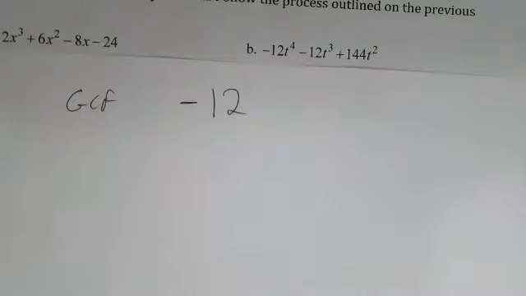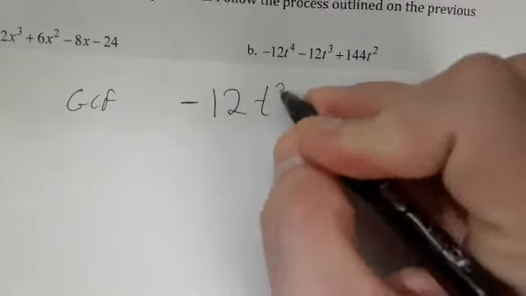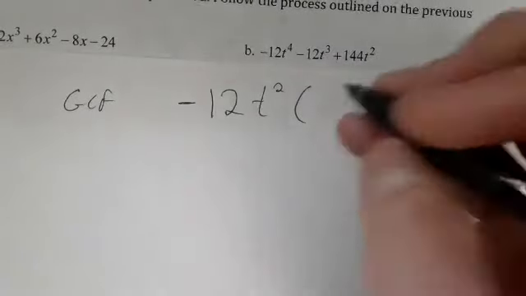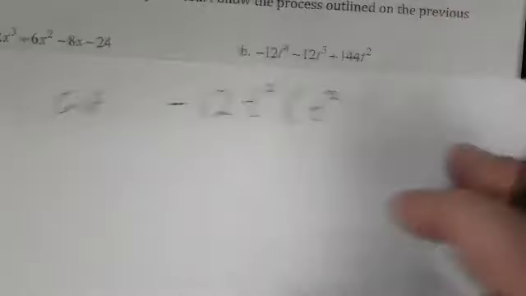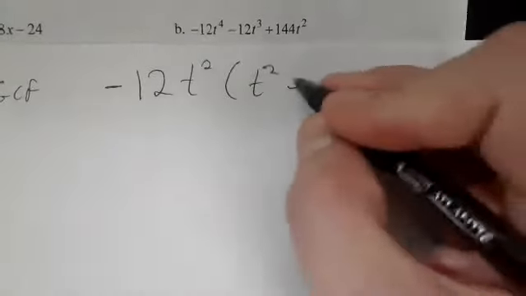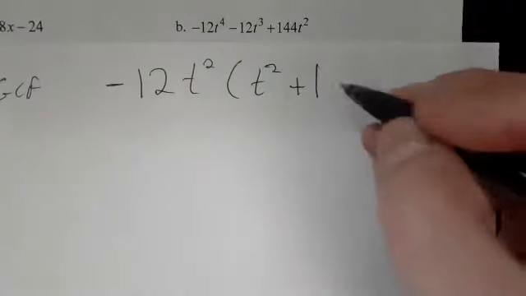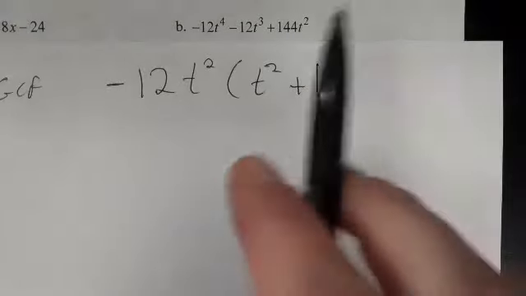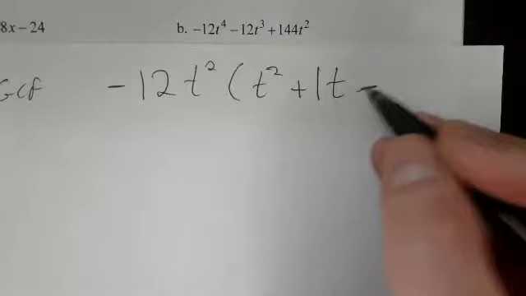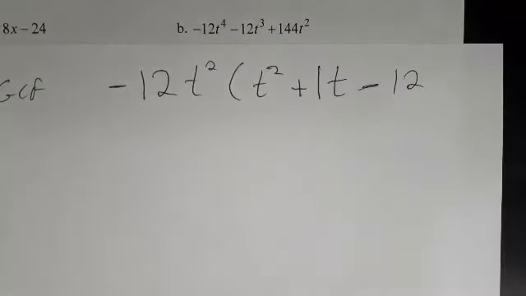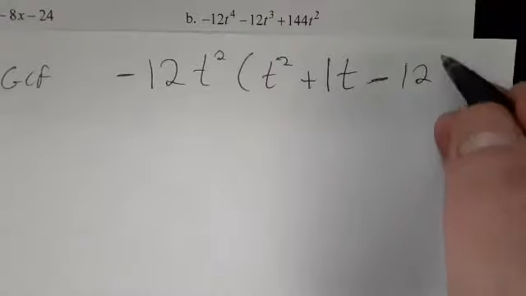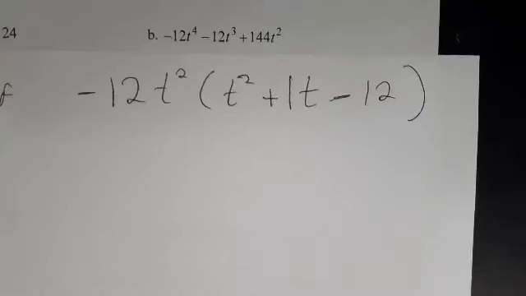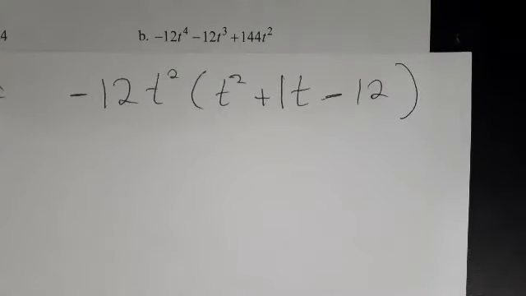The lowest power of t that I can take out is t squared. If I take out a t squared, I'm taking out 2 of these t's and leaving t squared. Minus 12 plus 1. I'm taking out 2 of these t's and leaving the t. This is 144 divided by a minus 12 is a minus 12. I'm taking out my t squared. I have no more. All right, took out my GCF.